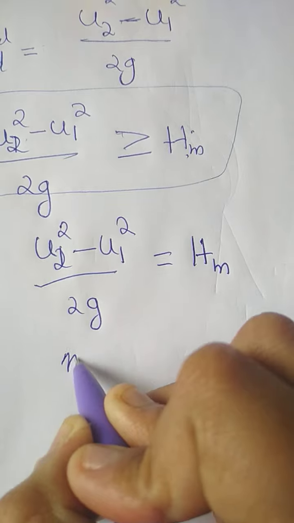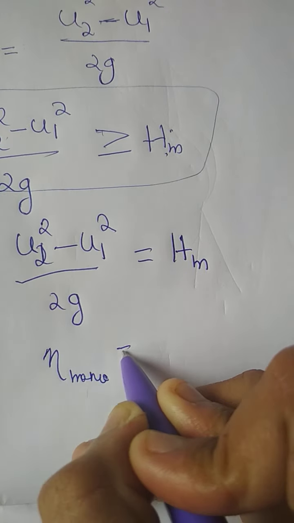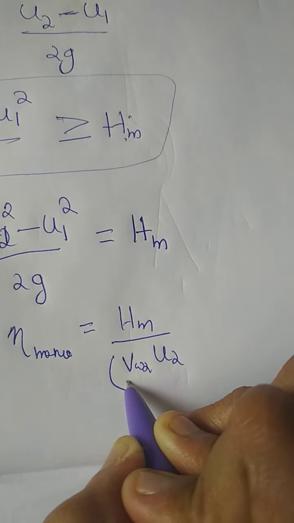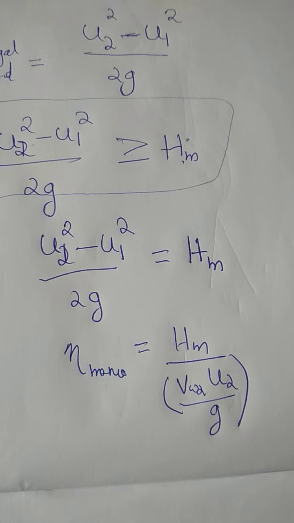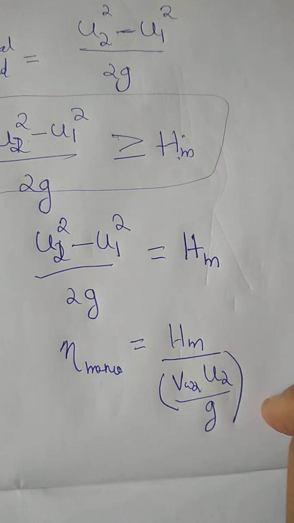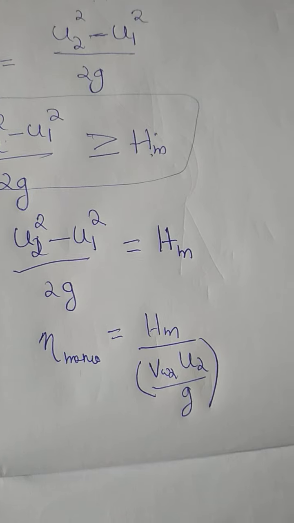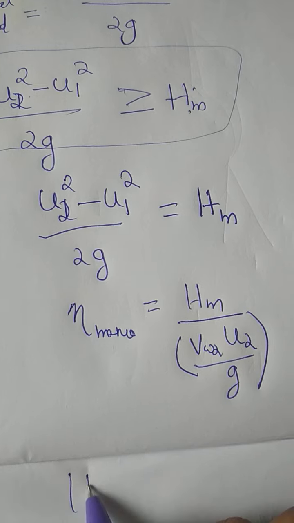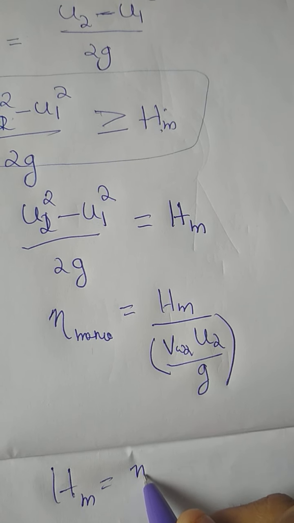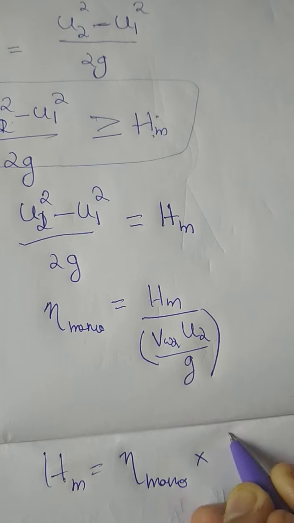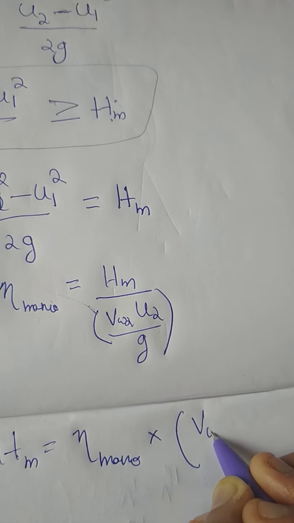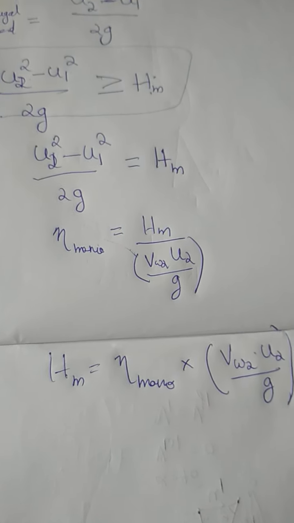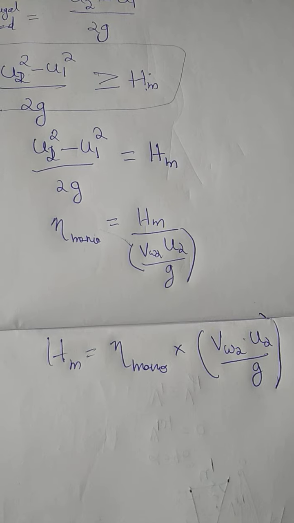We'll start with the expression of manometric efficiency. It was hm divided by Vw2 u2 divided by g. Please go back to the previous lecture, where I told you about the eta mano equation. From this we will get an expression for manometric head. So hm is equal to eta mano into Vw2 into u2 divided by g. I have just taken the hm value from this particular equation.